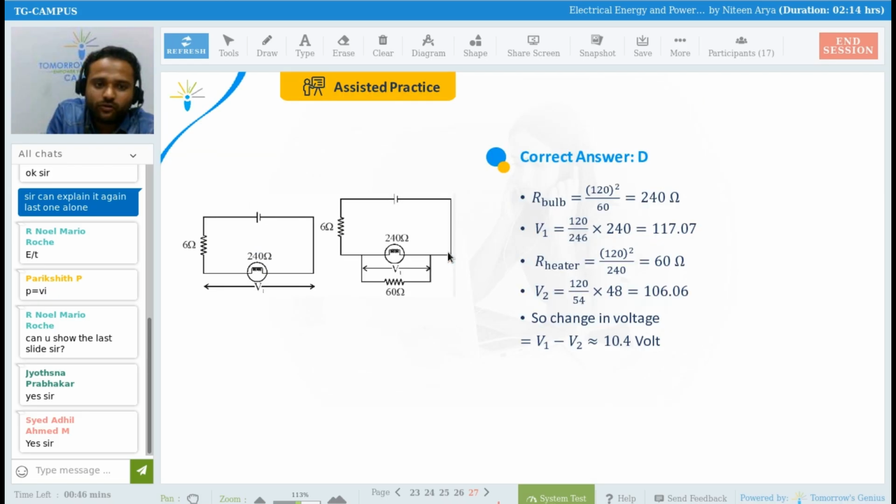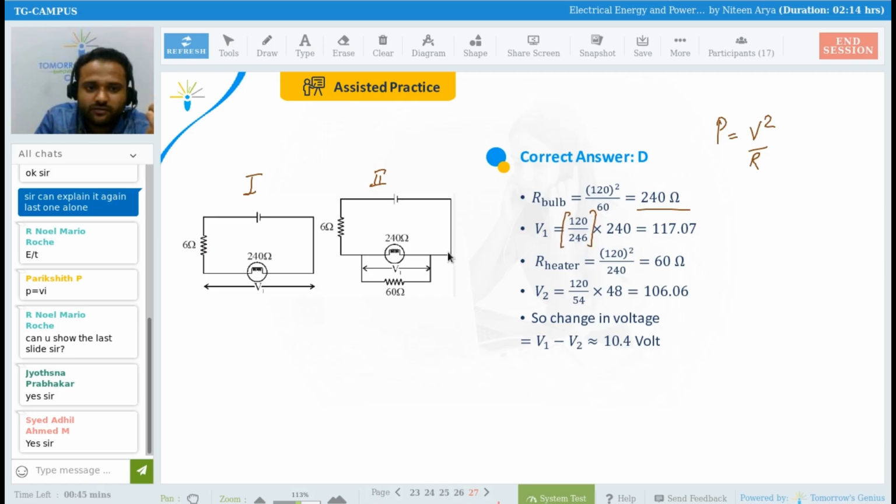So that is your case number one, I already drew that, and that is your case number two. First of all we are going to find the resistance of the bulb. Power is V square by R, so R is V square by power, with 240 volts. Then V1, this voltage here, is 120 divided by 246, because 240 plus 6, times 240, because that is your resistance.